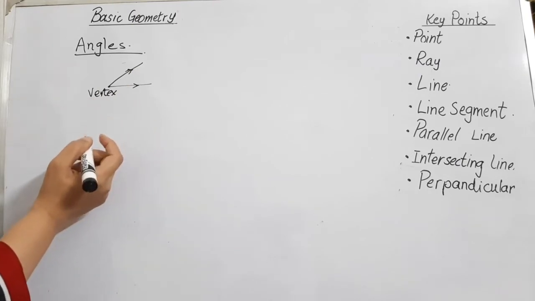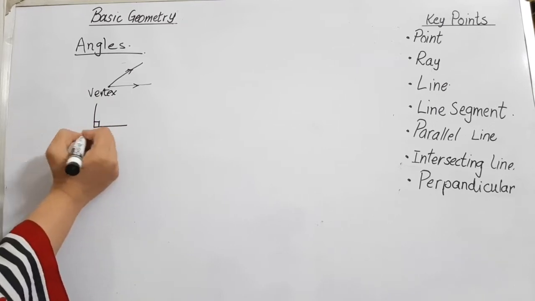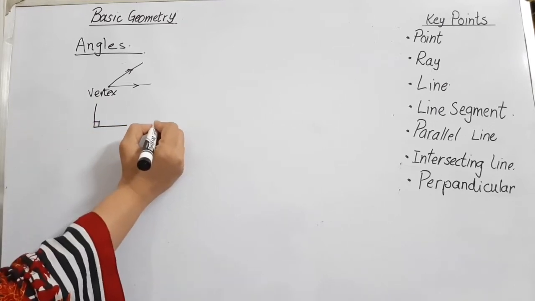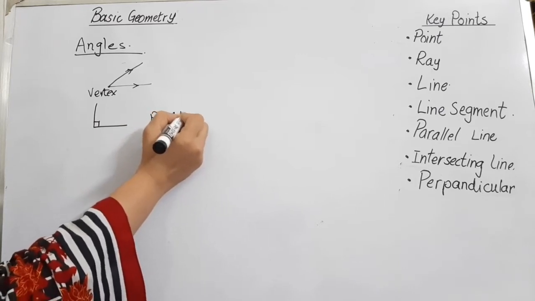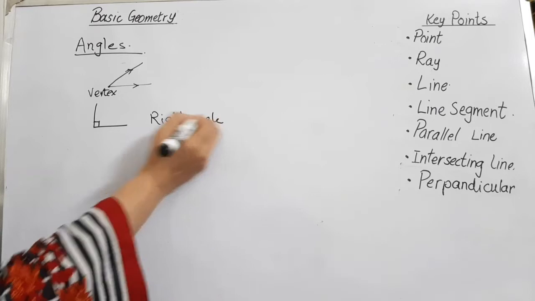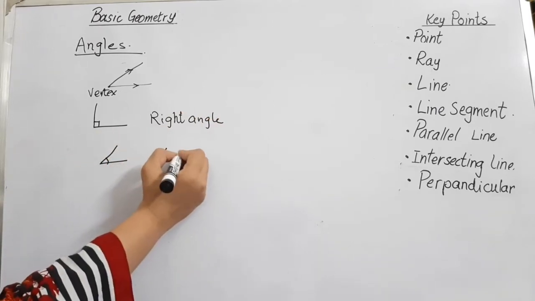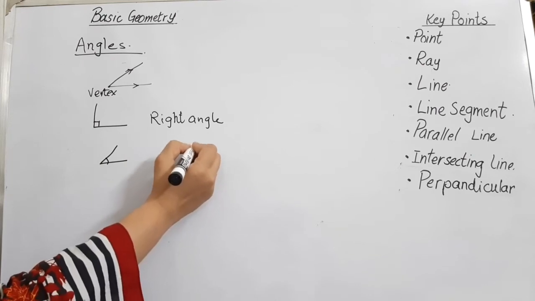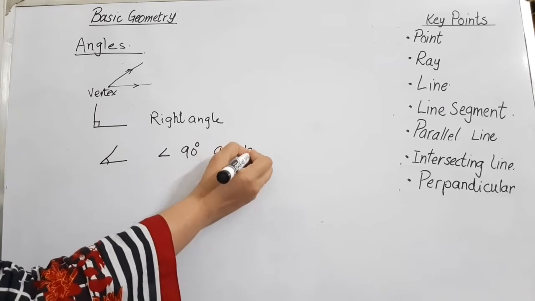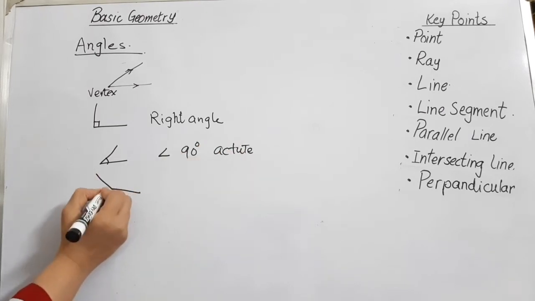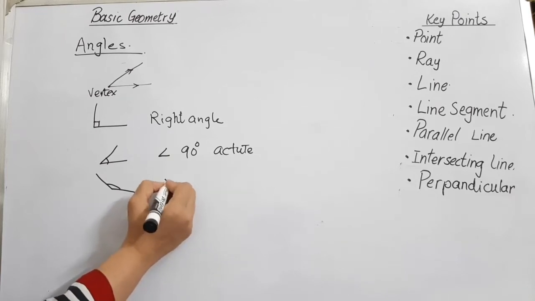And there are three types of angles. One is 90 degrees, this is called the right angle. Less than 90 degrees is an acute angle. Greater than 90 degrees is an obtuse angle.